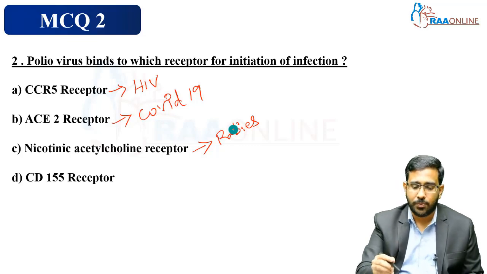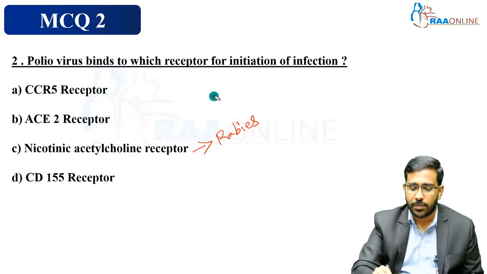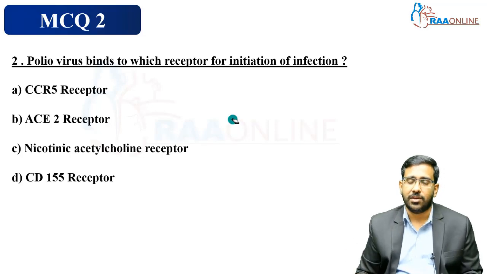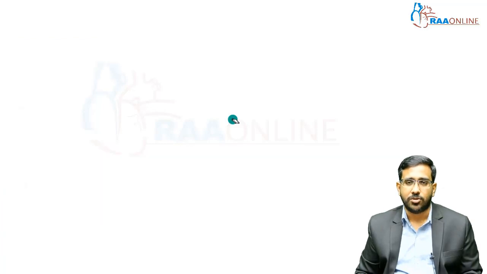So the answer for the polio virus is our CD155 receptor, which is present on dendritic cells and macrophages. This CD155 receptor is a receptor over which the virus gets attached and initiates the infection. So the option is our CD155 receptor, which is the receptor for polio virus. With this, we are moving on to the next multiple choice question.